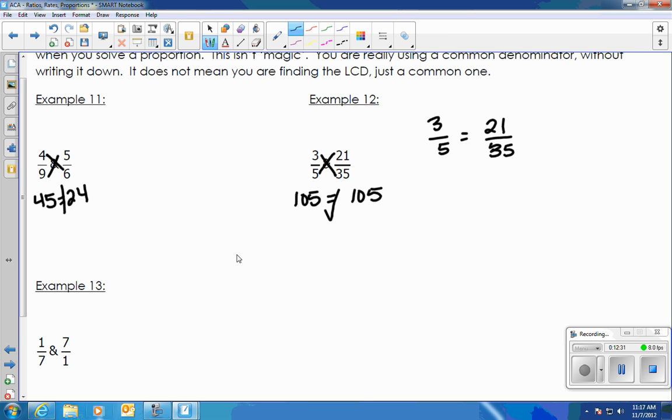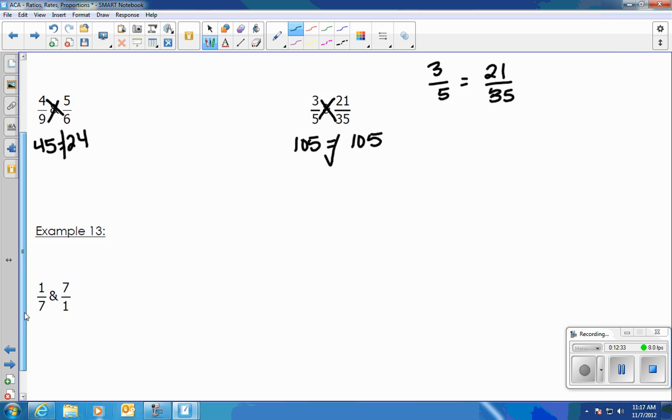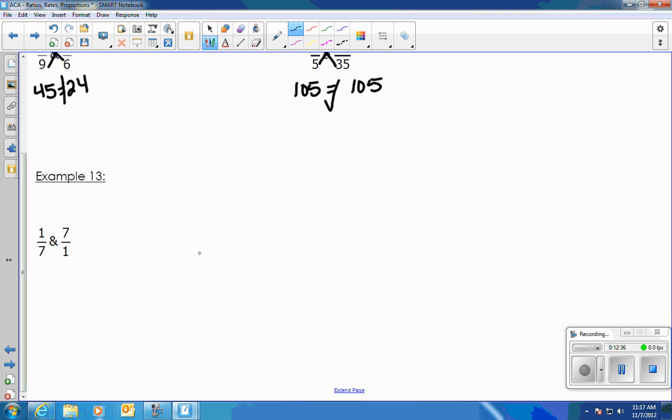And it's really a process of using your least common denominator to come up with that. So in this one, we get 1 on one side and 49 on the other. So these are not equivalent either.